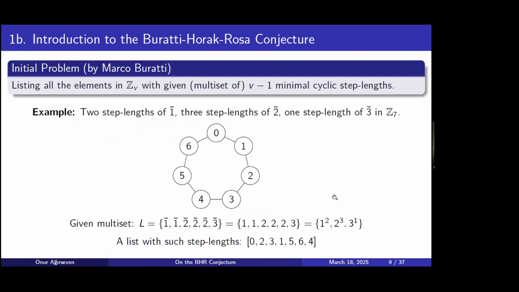So here is what the conjecture is. Well, again, I'm saying here is what the conjecture is, but I'll actually give you multiple different equivalent versions, okay? The simplest way for a mathematician to think of it is just listing all elements in the cyclic group of order V with a given multiset of V minus 1 minimal cyclic step lengths. So what does that mean? For instance, in the example, they say, we're in Z7, list the elements of Z7 using 2 step lengths of size 1, 3 of 2, and 1 of 3.